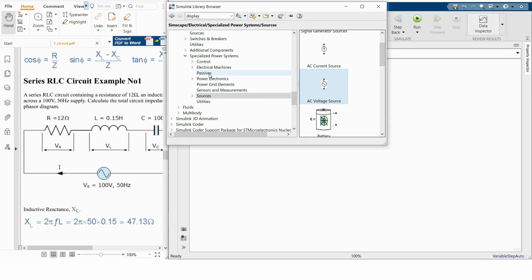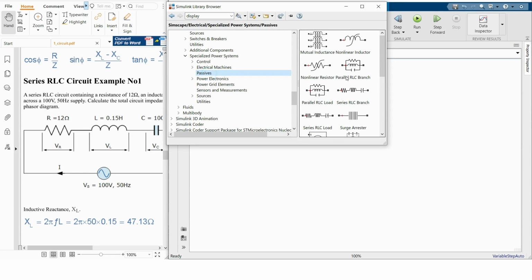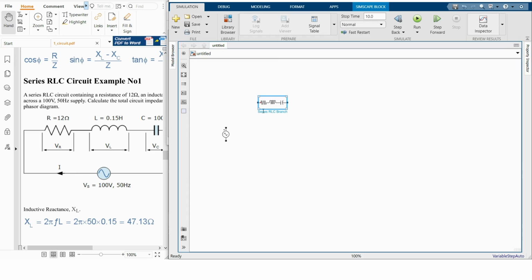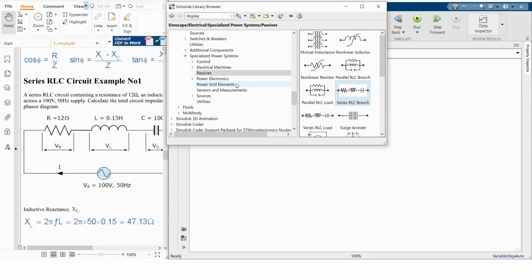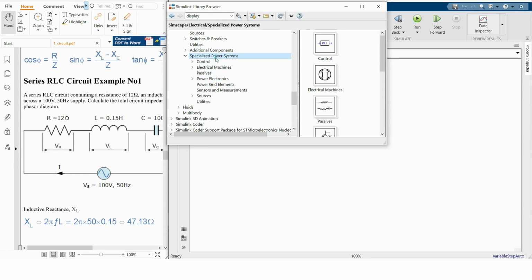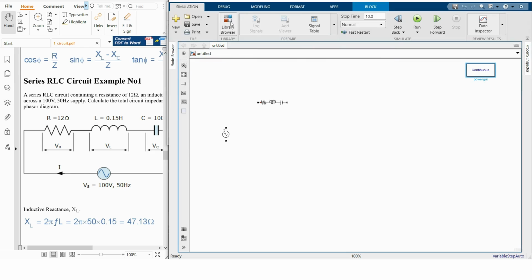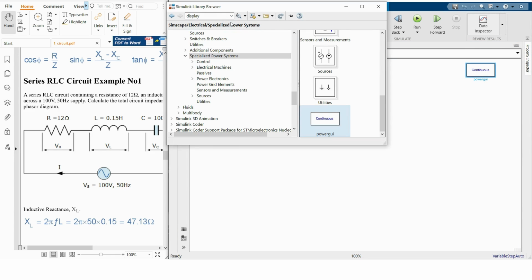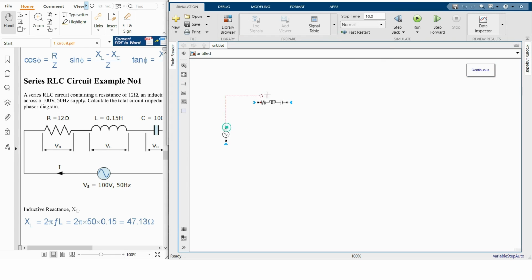Then I need an RLC branch, so I'm taking a series RLC branch. So that's all. For simulating a specialized power system, we need a common block called powergui. When you are simulating any circuit or model using Specialized Power Systems, you have to use this block. So I'm making the circuit.